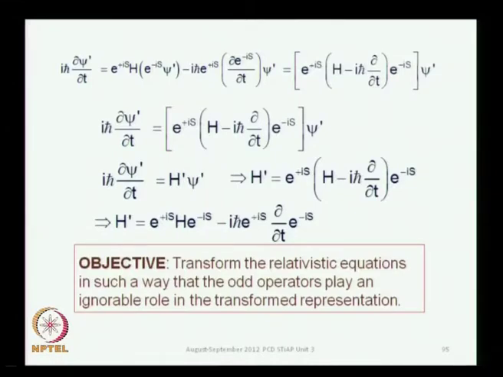So, this is your new Hamiltonian, and our criterion for choosing S is going to be this, that it must be such that in the new Hamiltonian, which is H prime now, H prime will also have our odd operators, but if the odd operators in H prime are weaker than those in the original Dirac Hamiltonian, then we have made some progress, and if that is not enough, we can do a second Foldy-Wouthuysen transformation.